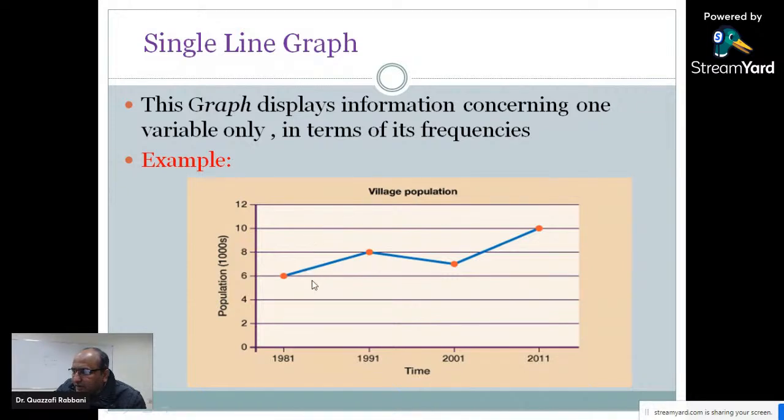So here we just see this graph and we can say what the population trend is. You can say from this that the population in 1981 is 6,000. Then the population increased in 1991, again decreased, then increased. So this is the trend of the population of the village. And this representation is a single line graph.